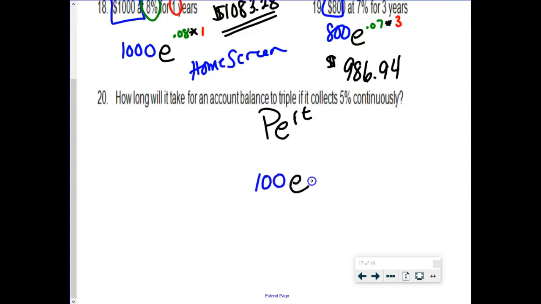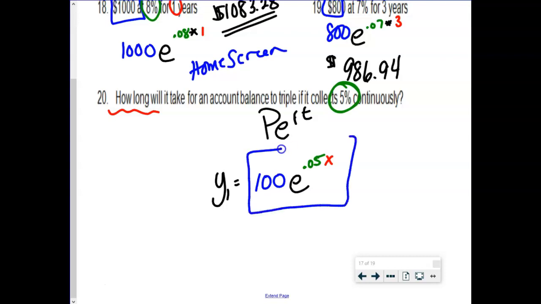And then we're going to multiply it by e to the r. How do you write that? Good. 0.05. And then times t, which is time. We don't know time, so it's x. Very good. Because I don't know time, where should I be going on my calculator? I should be going to y1. Very good. So get this typed into your calculator.